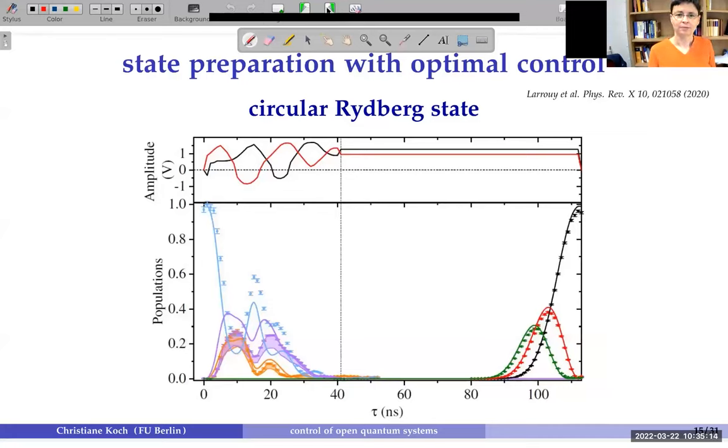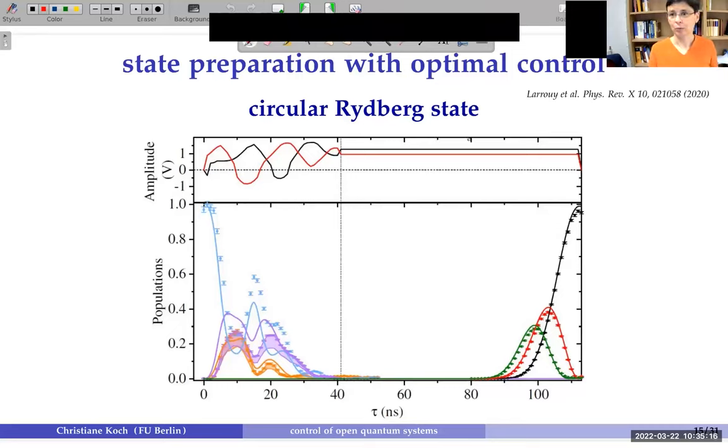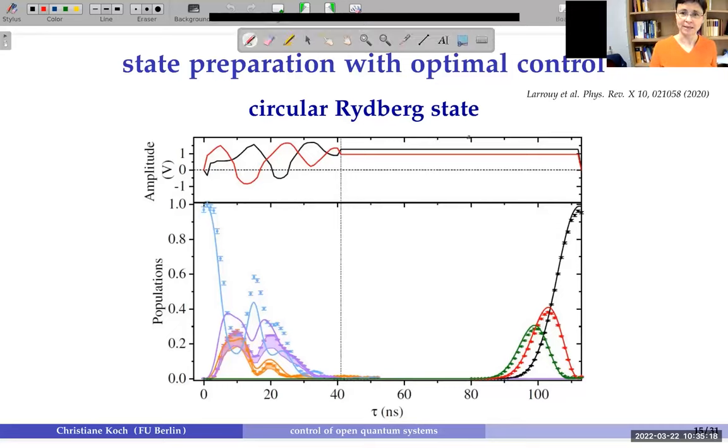Okay, and initially our experimental colleagues were a bit hesitant whether they should try, but then you see this pulse does not look so complicated or crazy, and we even understand to some extent what's going on in the dynamics here.